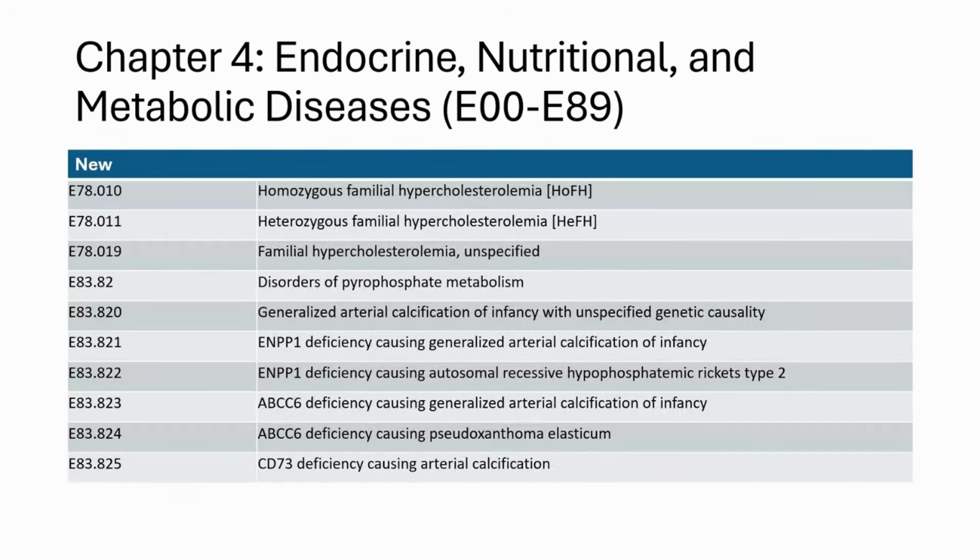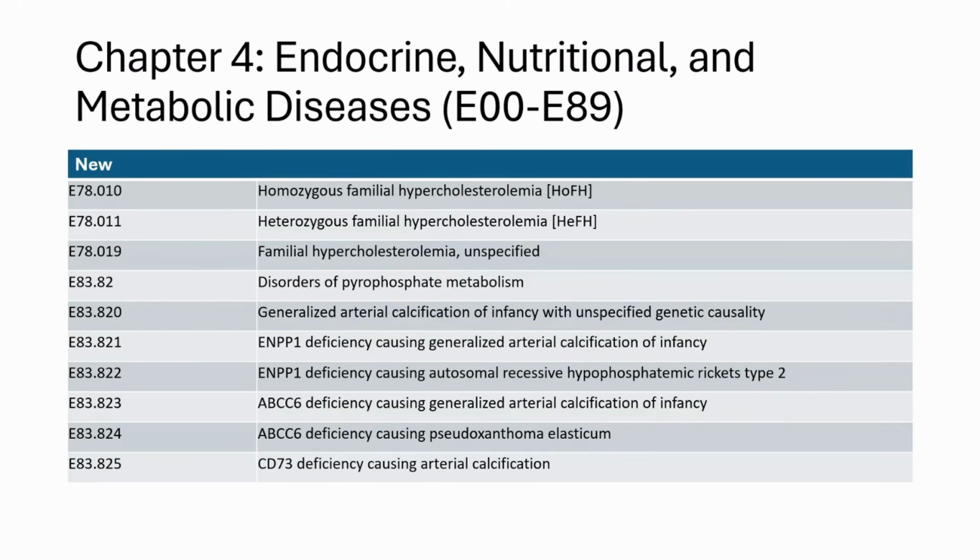There are new codes for familial hypercholesterolemia, which is a genetic condition that causes very high cholesterol from birth. The update now separates homozygous FH, a more severe form inherited from both parents, from heterozygous FH, where only one parent passes down the gene. There is also an unspecified option for coders. The big takeaway here is to look at the provider's documentation and try to find that specificity now, because we have that distinction, and that distinction does matter for code assignment.